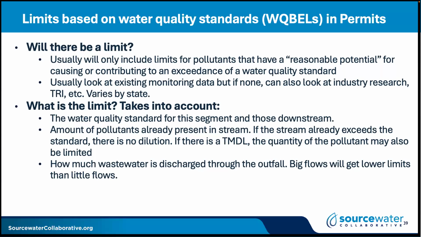So you've got this 1.3 milligrams per liter copper water quality standard. And then the permit writer is looking at a facility and saying, okay, do I need to put a copper limit into this permit? And what does that copper limit need to be? Usually they'll only include limits for pollutants that have what's called a reasonable potential to cause or contribute to an exceedance of the water quality standard. So they'll look at, does this facility already discharge copper? Is there copper already in the water? How much copper is in the water? They'll also look at the flow. Oftentimes big facilities will get tighter limits than small facilities. Next slide, please.